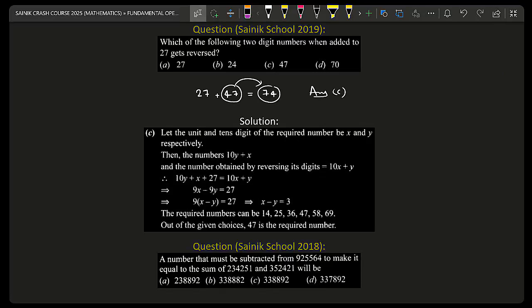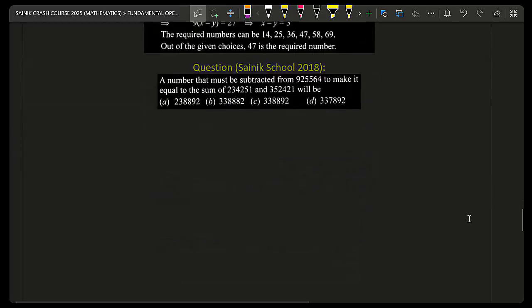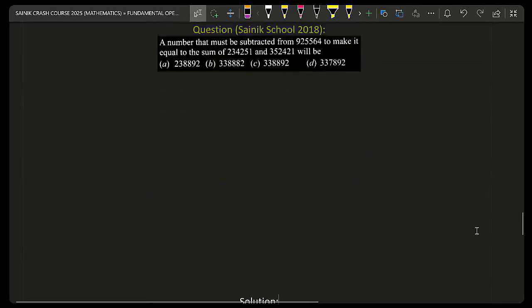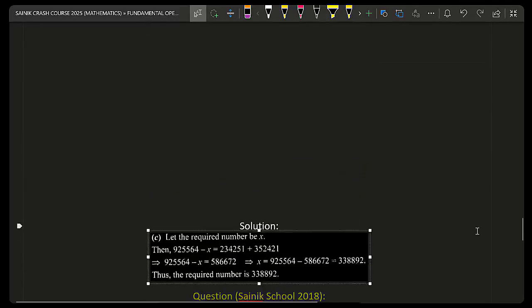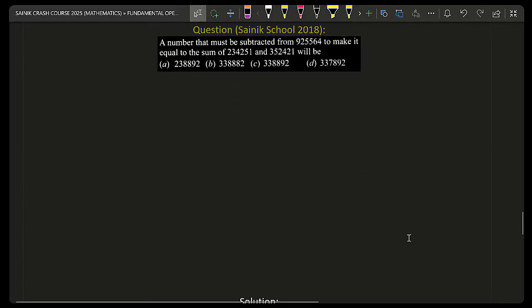Shanai, can you answer this question? Yes, sir. First we can do addition of 2, 3, 4, 2, 5, 1. Okay, what are they asking? A number that must be subtracted from this number to make it equal to the sum of these two. Suppose we don't know the number we are going to find. Let us call it x. So what is the equation we can write involving x?